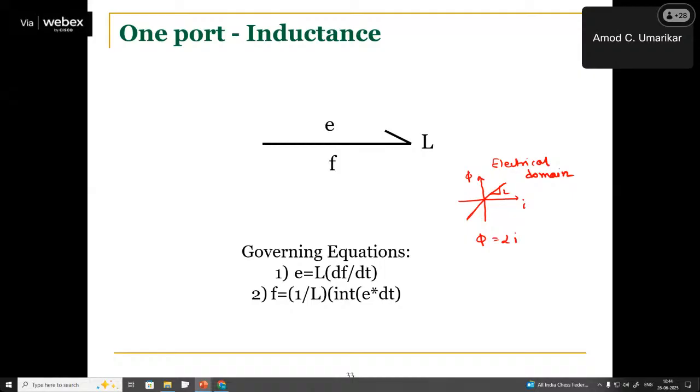Phi is equal to Li, and i equals phi by L. So phi by i is L. So that's the idea. Assuming that this inductance is linear, in any domain it is linear only, so these equations are valid. That is E is equal to L df by dt, and F is equal to 1 by L integral of E dt. That's the idea.